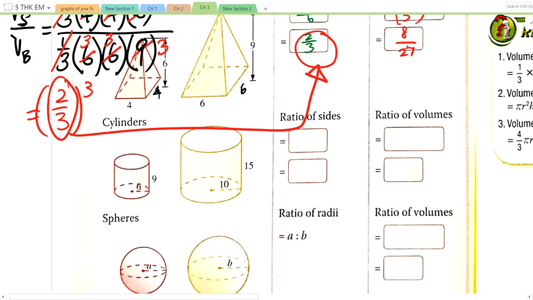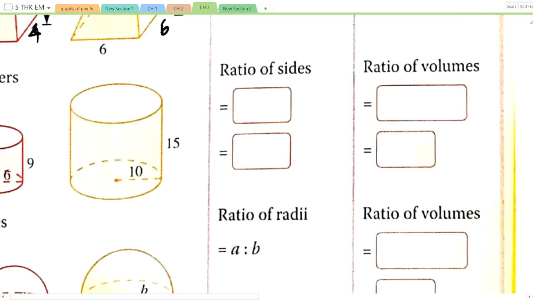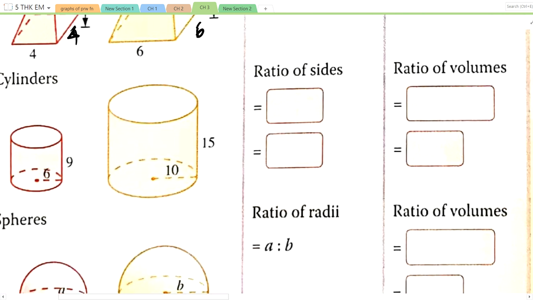Cylinder. Okay, ratio of sides, come. Tell me the answer. What's the ratio of sides? No, not 1 over 3. How much? Okay, 9. Ratio of sides: 9 over 15, which is simplified to become 3 over 5. It is the same thing if we take 6 divided by 10, right?